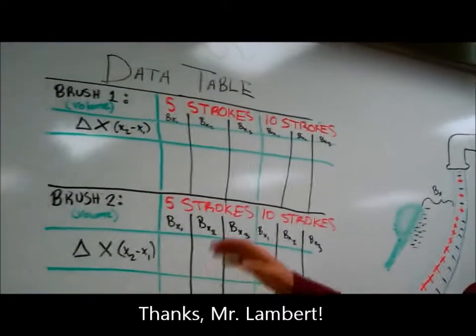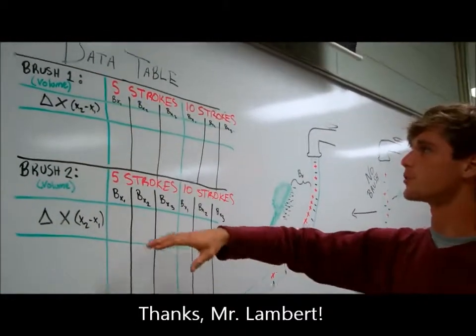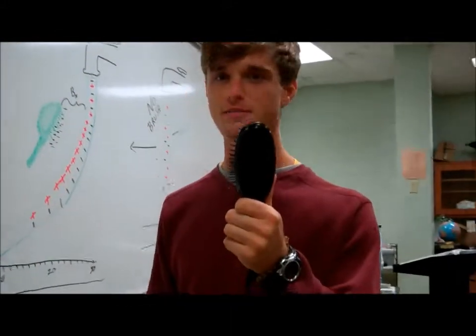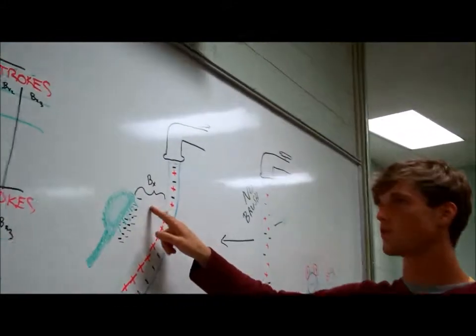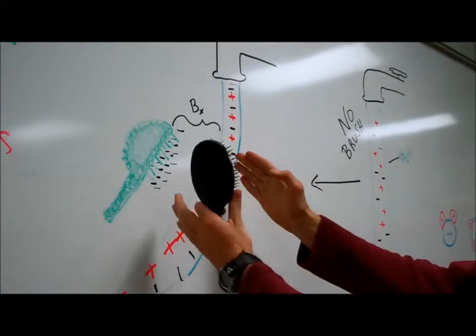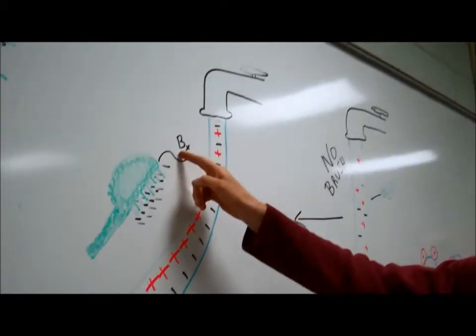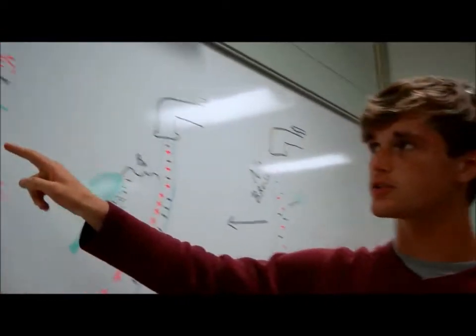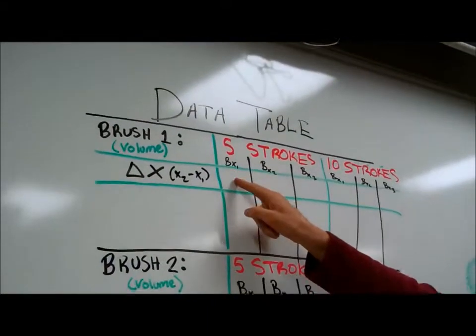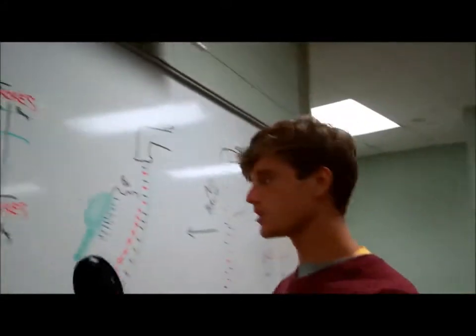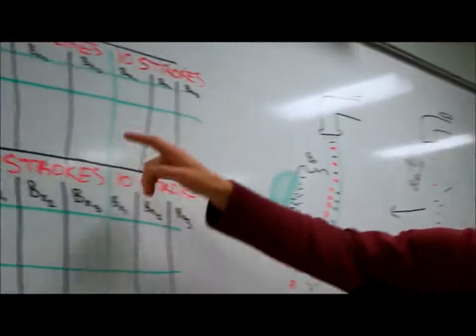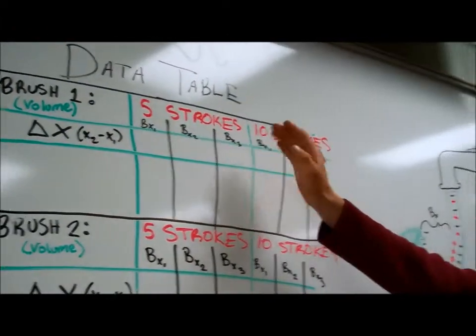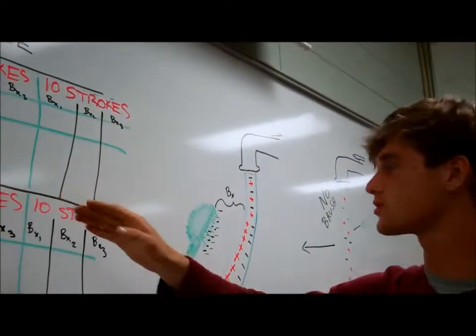So we're going to have this full data sheet. We're going to start off with brush number 1, right? And with our first distance from the stream, we're going to have it marked as BX. So BX1 is going to be our first distance from the stream, then BX2, then BX3, and then you're going to repeat for 10 strokes and so on and so forth.